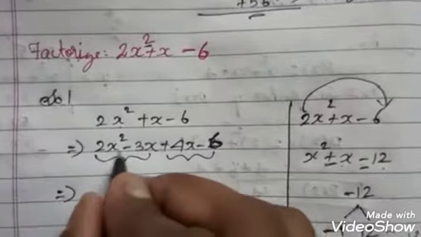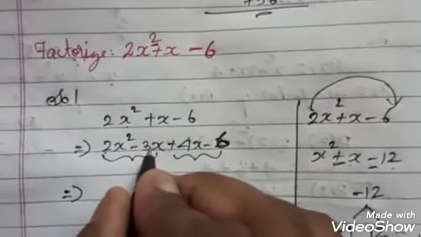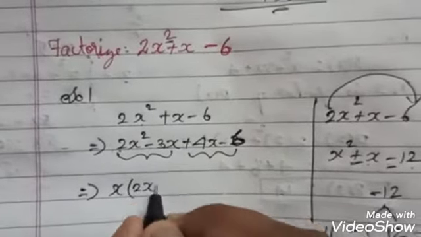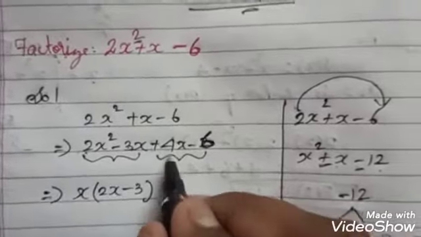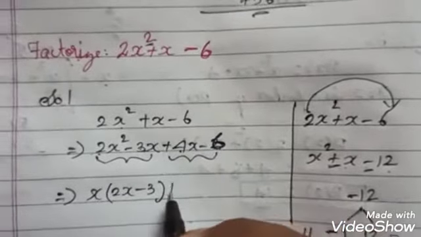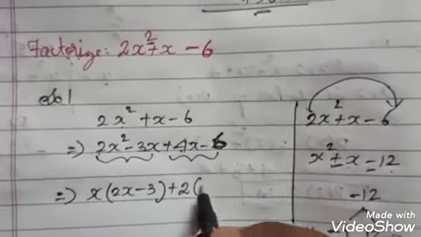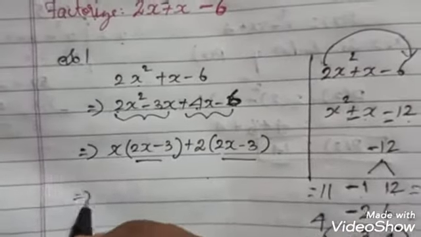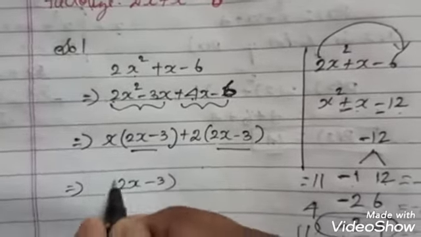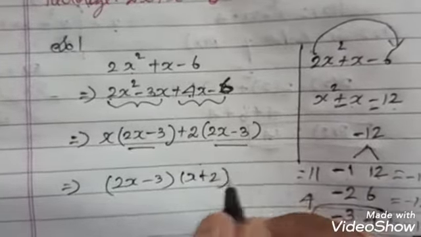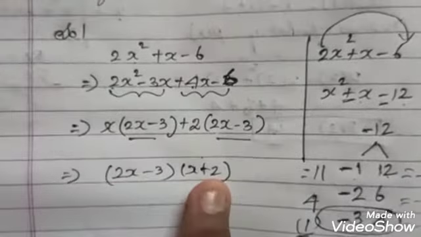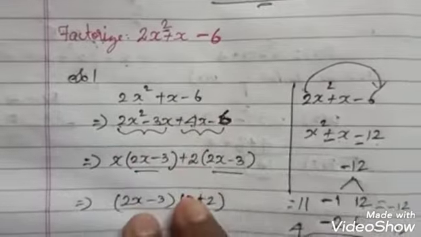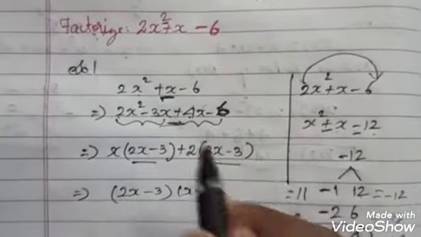Now I take the first two terms and the second two. In the first two, what is the common term? 2, 3 are prime numbers, so we only take x. Here 2x minus 3 is remaining. Here 4 is there, 6 is there, so 2 is the common multiple. 2x minus 3. Now you see 2x minus 3, 2x minus 3, which implies 2x minus 3, the remaining one is x plus 2. Now you see 2x minus 3, x plus 2 are the factors of 2x square plus x minus 6. This is splitting the middle term.